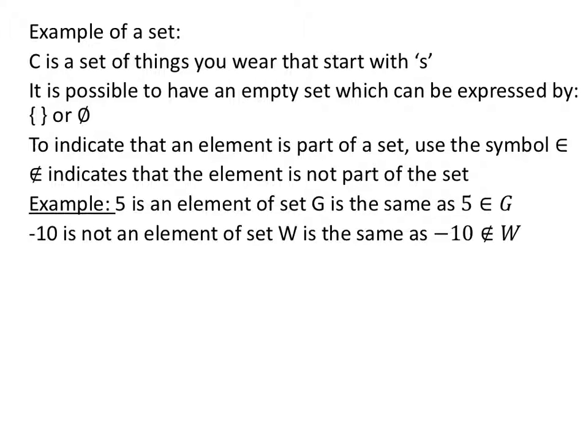To indicate that an element is part of a set, use this symbol, which just means an element is part of. If we throw a slash through it, it indicates that the element is not part of the set. So for example, 5 is an element of set G would be written like this. If I had just written these three symbols, I would read it as 5 is an element of set G. If I wanted to say negative 10 is not an element of set W, I could just write these three symbols, and it would mean the same thing.